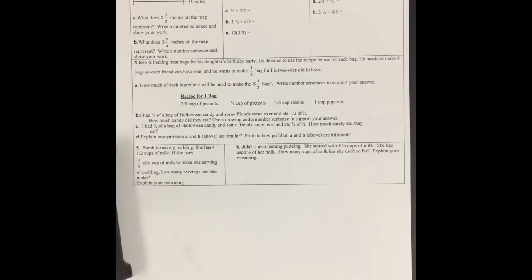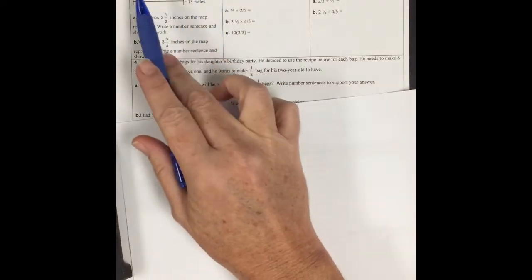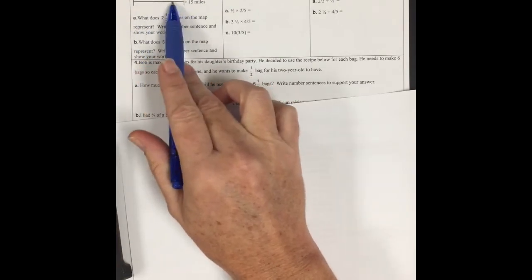Alright, today I'm going to be going over Let's Be Rational Quiz 2-3 review. Number 1 says, on a particular map of Denmark, 1 inch represents 15 miles. So here we have about an inch, it equals 15 miles.